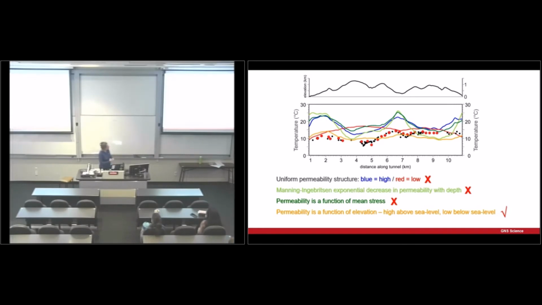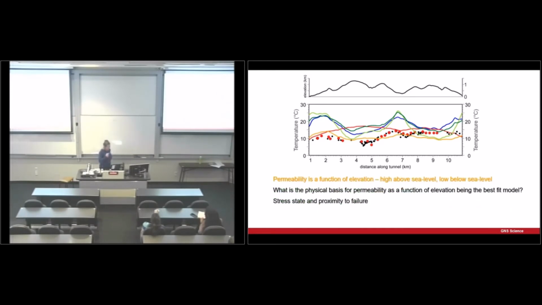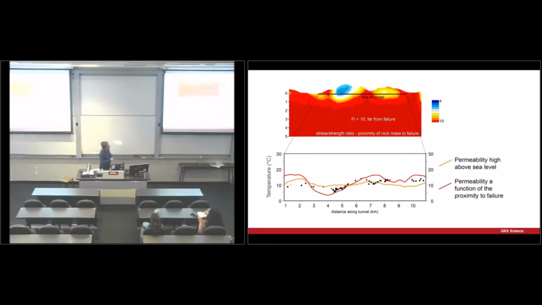Why does that work? Why would the permeability be high above sea level? Because sea level is a bit random really when you're thinking about the crust. What we came up with is that it's because of the stress state, and because of how close the rock is to failure. So it's not that it's sea level, but that the valley is basically at sea level. It's more that the topographic stresses mean that the rock in the mountains is closer to failure.